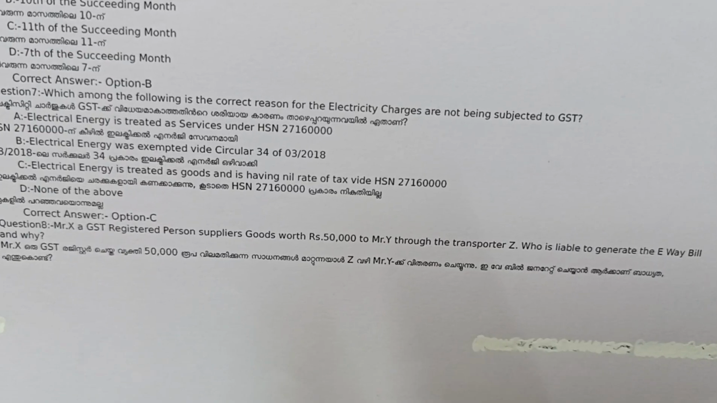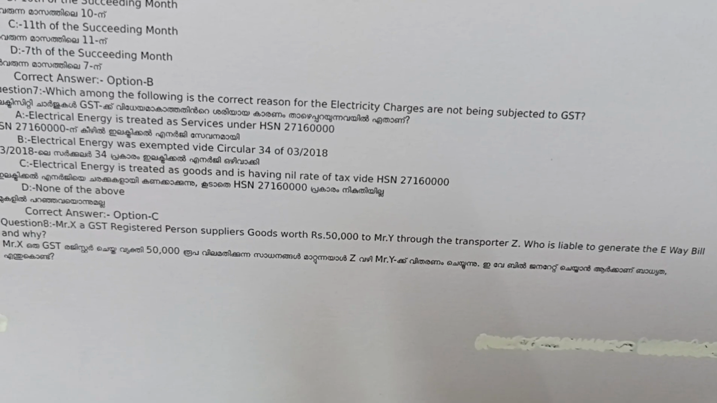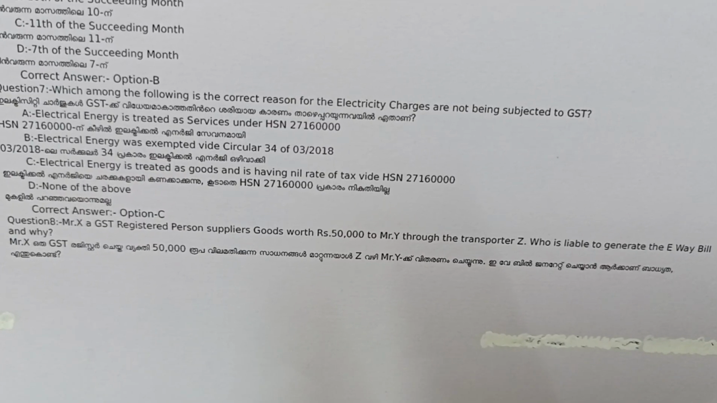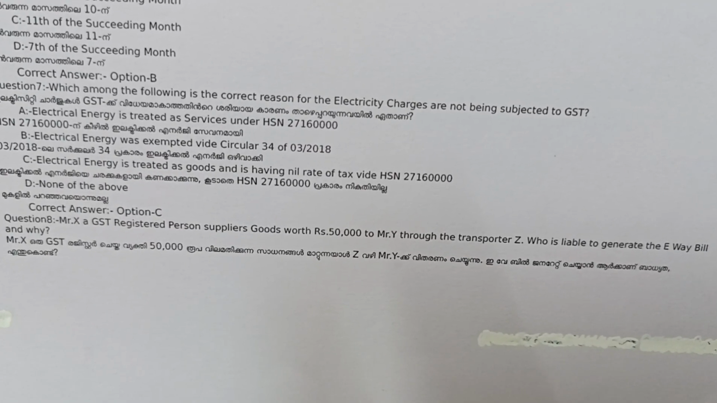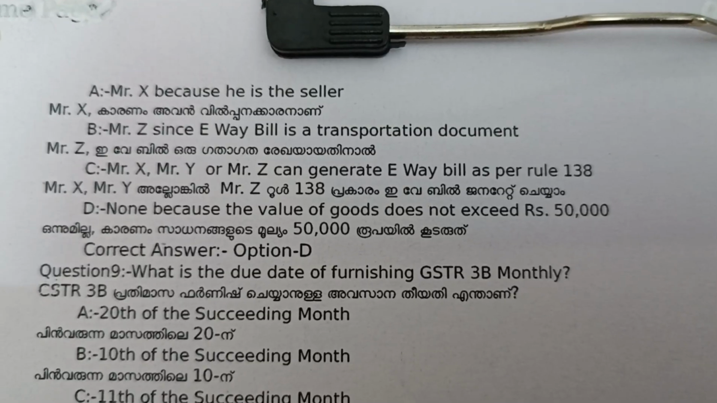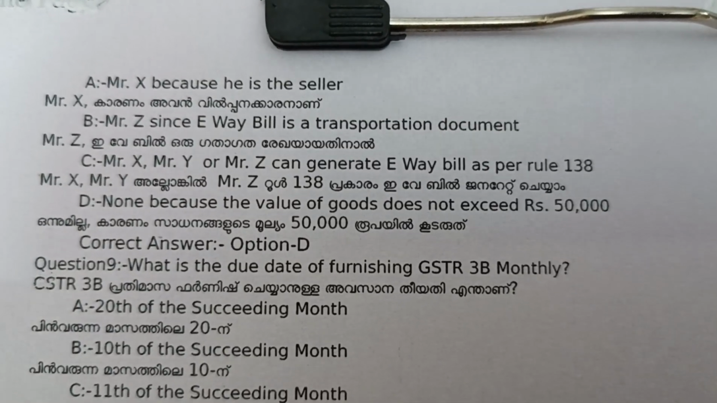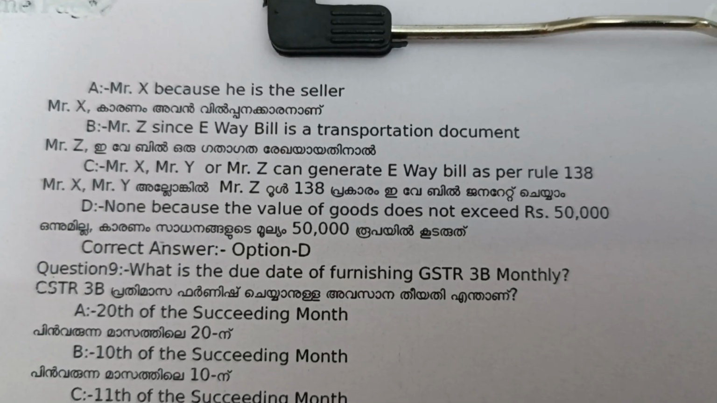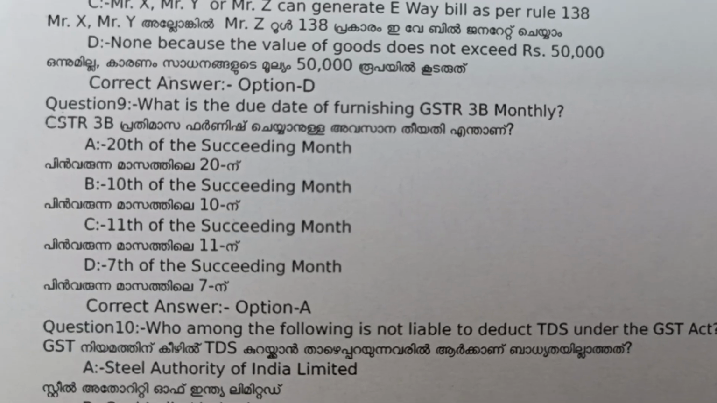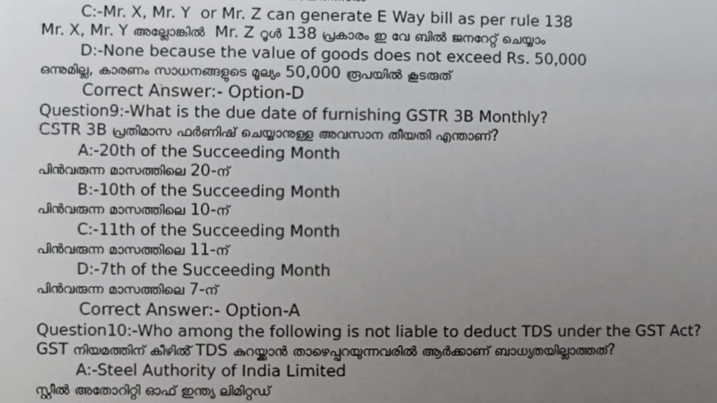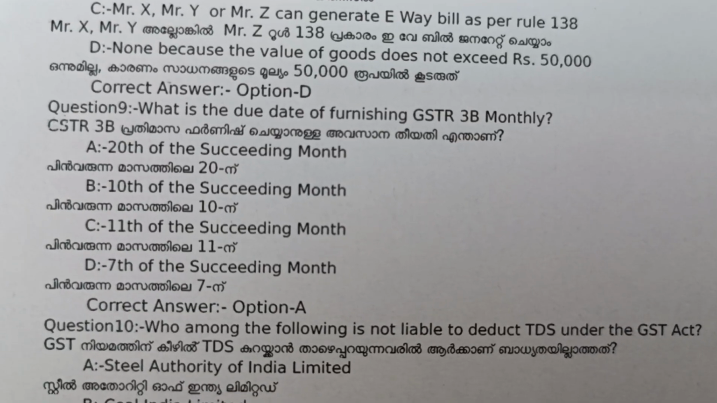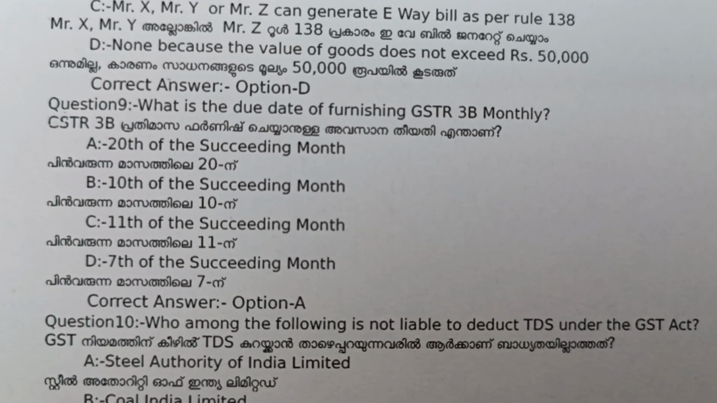Question number 8. Mr. X, a GST registered person, supplies goods worth rupees 50,000 to Mr. Y through the transporter Z, who is liable to generate the e-way bill and why? Answer option D. None, because the value of goods does not exceed rupees 50,000. Question number 9. What is the due date of furnishing GSTR 3B monthly? Answer option A. 20th of the succeeding month.